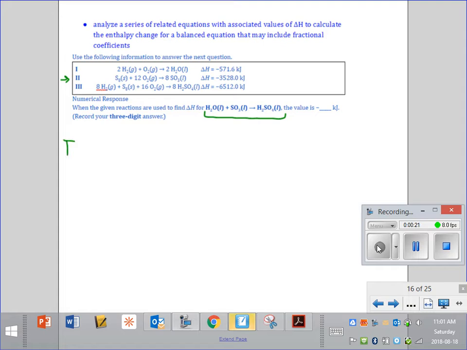So if I start by looking at reaction 1 and I identify what's in reaction 1 that's also in my overall reaction, I can see that it's water. Now water is a product here, but in my overall reaction I'm looking for, it's a reactant. The other thing I noticed is that the coefficient is 2 here, but the coefficient is 1 here. So I'm going to need to make two changes. I'm going to need to reverse this reaction, and I'm going to need to divide it by 2.